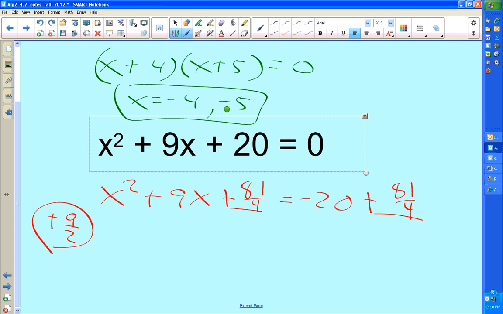Because that's half of b. 9 divided by 2 is half of b, right? Leave it 9 over 2. We don't want 4.5, because it's hard to square 4.5, but 9 over 2 is easy to square. Square the top, square the bottom. How does it factor? X plus 9 over 2 squared equals, this would be negative 80 over 4. When we add it to 81 over 4, we get the lovely and talented 1 over 4.